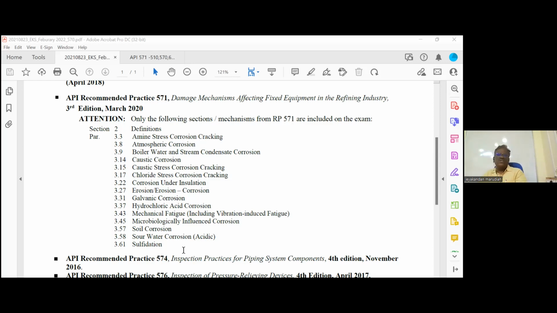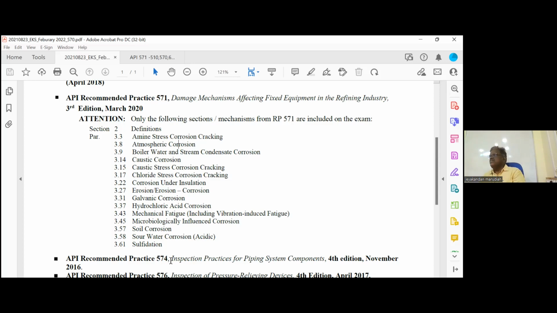So what are the forms of corrosion we have? You can see here: atmospheric corrosion, caustic corrosion, corrosion under insulation, erosion corrosion, galvanic corrosion, hydrochloric acid corrosion, microbiologically influenced corrosion, soil corrosion, and sulfidation. The other ones all have the word corrosion. Apart from those, sulfidation is also a form of corrosion. It is very, very important; in many exams this question is asked. Above what temperature will sulfidation come?